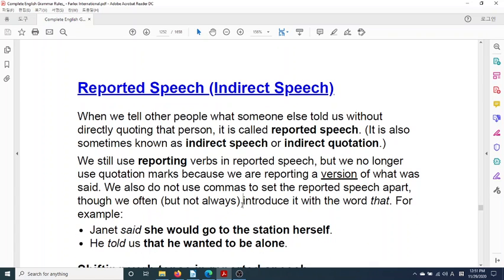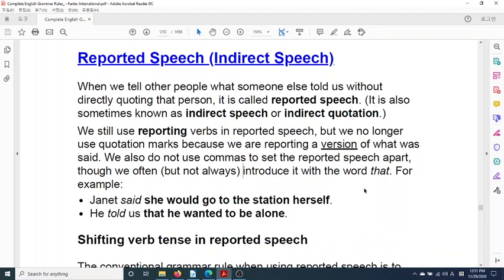Reported speech. So this is indirect speech. When we tell other people what someone else told us without directly quoting the person, it is called reported speech. It's also sometimes known as indirect speech or indirect quotation. So you're not quoting their exact words. You're quoting what they were implying. You're quoting their feeling, right? Their message, their meaning, without quoting their exact words.